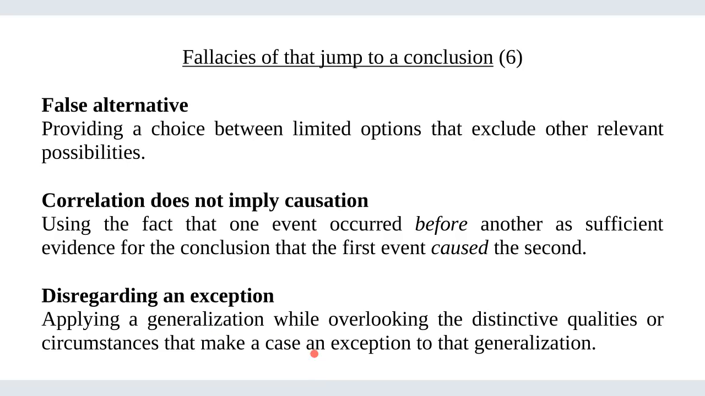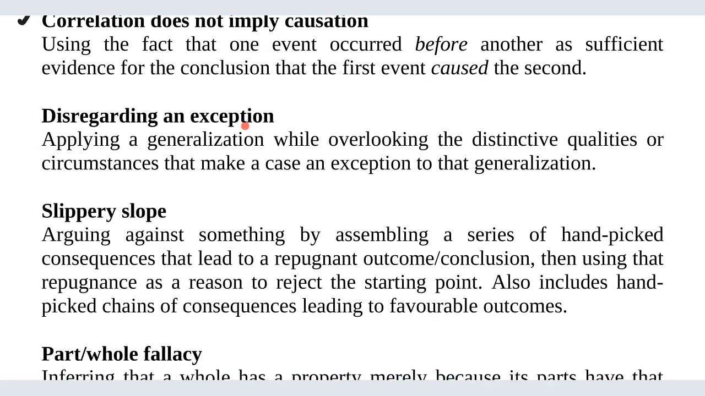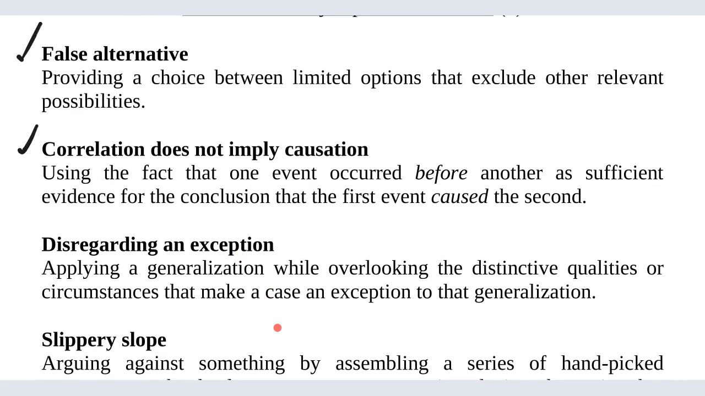That's what we did, false alternative. Correlation does not imply causation. Yeah. And again, this is a slogan I'd like you to memorize. If you do social sciences, this is one that distinguishes a good social scientist from a bad social scientist. Disregarding an exception is also something that's good for being a good scientist.